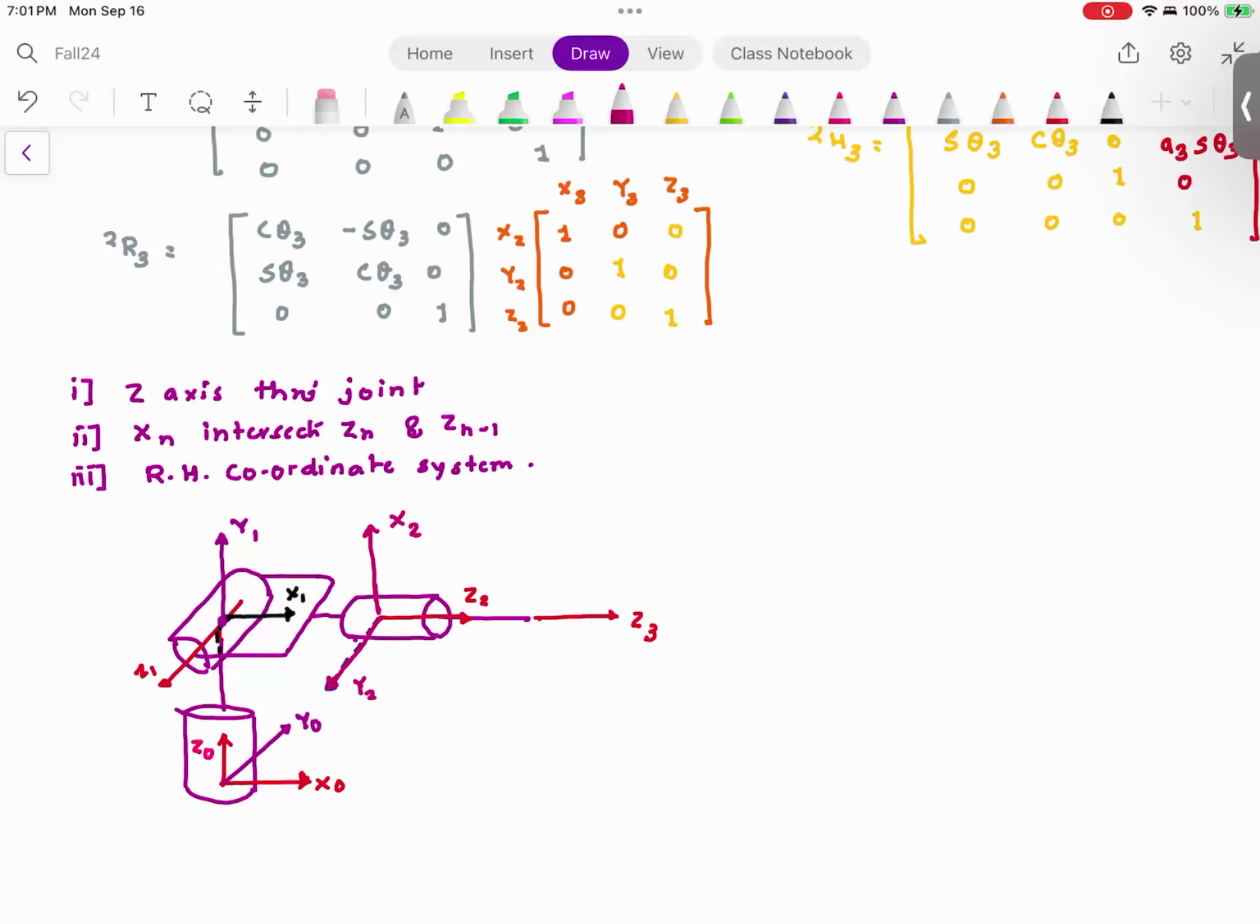Understood? Yes. Okay. Now I'm going to go a step further. And here, for the last coordinate frame, I would just replicate the previous coordinate frame, X3 and Y3. Now I'm going to call this distance a1. I'm going to call this distance a2. And I'm going to call this distance a3.